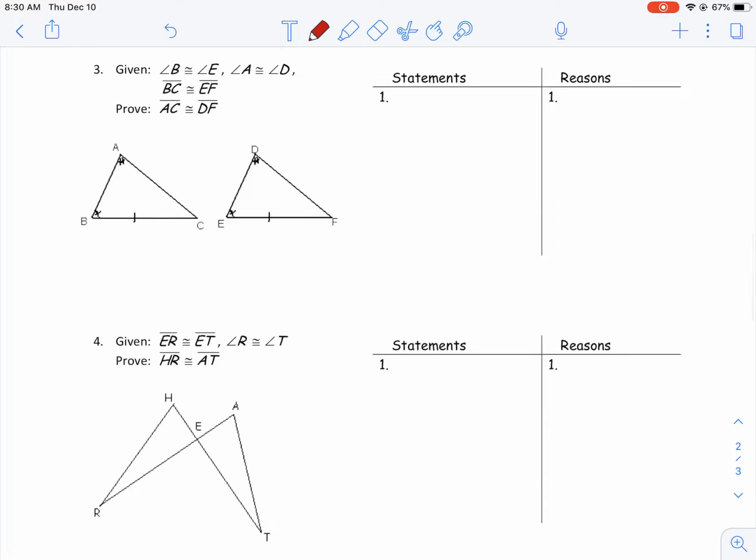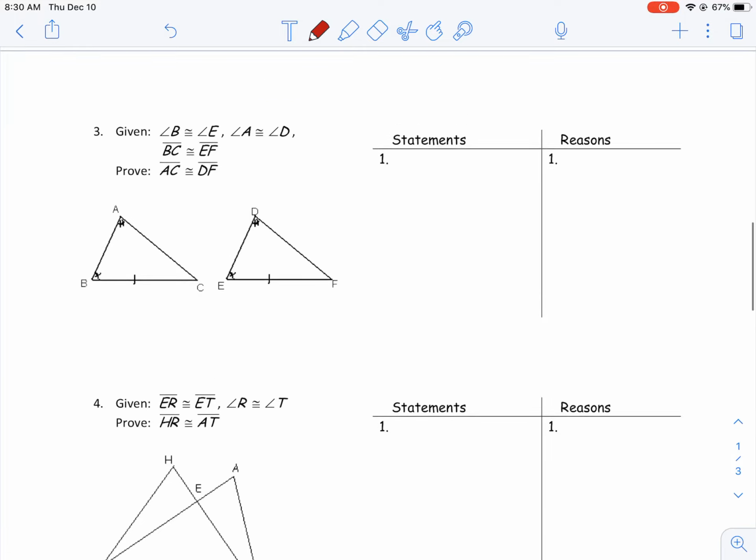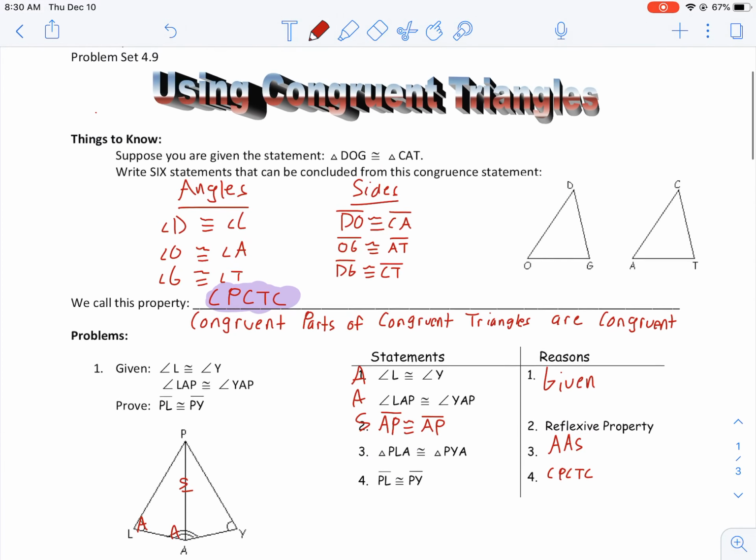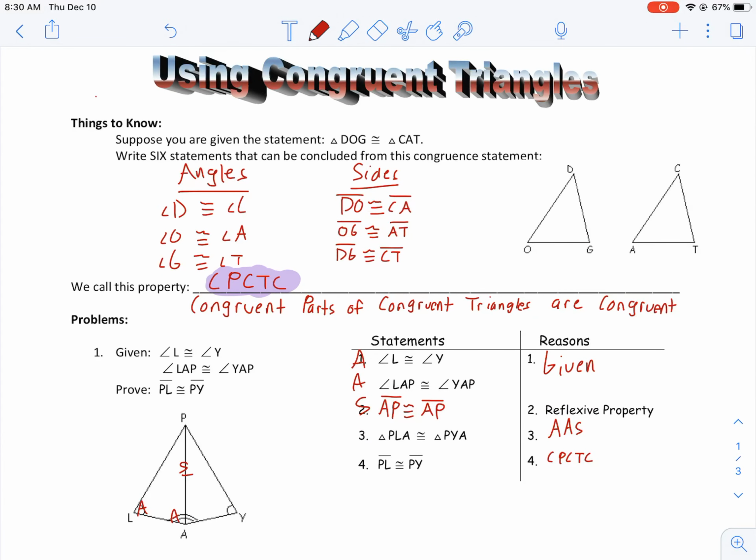We can go over them together if you want. Bring questions to class. That's always good. But yeah, hopefully this made sense to you guys. It's just normal proofs and then one extra step at the end.